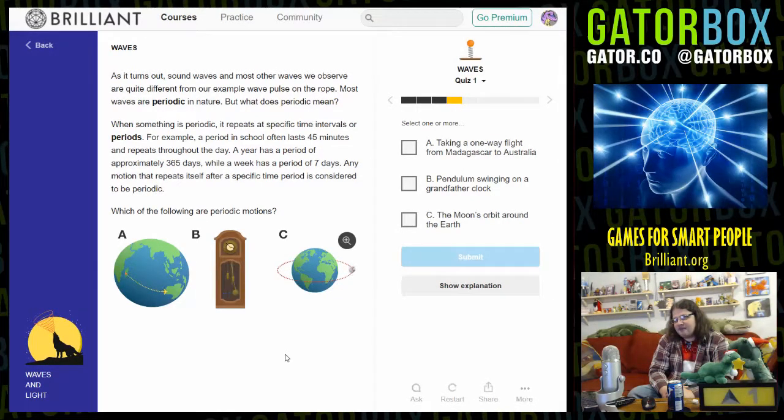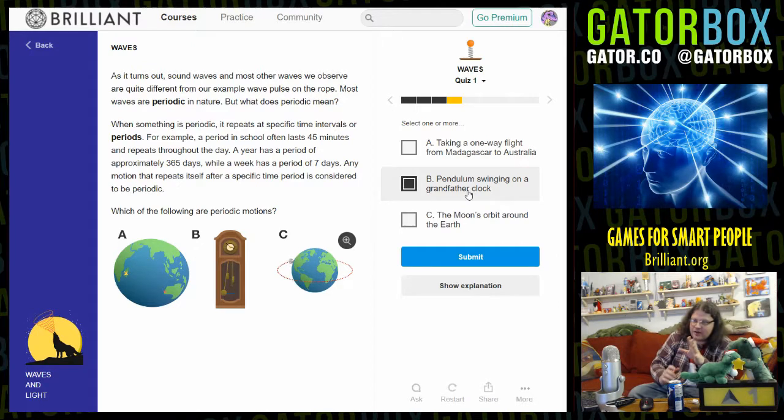Taking a one-way flight from Madagascar to Australia does not seem like a correct answer. The pendulum swinging on a grandfather clock is getting closer to a correct answer, or the moon's orbit around the Earth. A is not correct because it says a period is a motion that repeats itself after a specific time. And you're taking a one-way flight, so that's not like the same flight that takes off every single day. That's also different from something that makes a wave. You're just flying a plane. I don't think that seems correct.